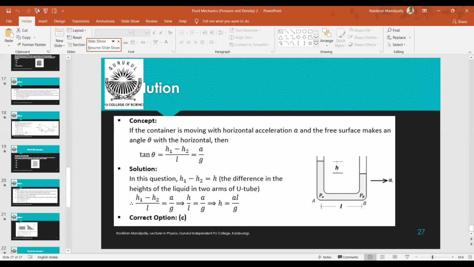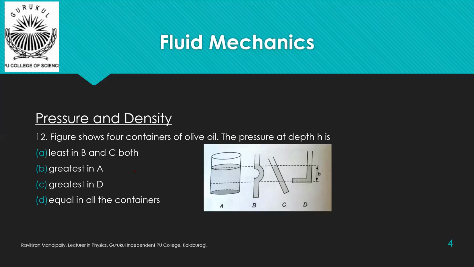This is the question. Then question number 12. Figure shows 4 containers of olive oil. The pressure at depth H is.